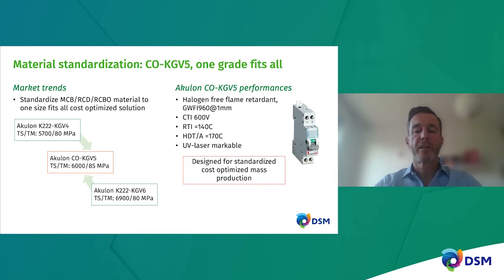Of course, this material also needs to have the other standard requirements for an MCB housing, like halogen-free flame retardant with the proper glow wire performance, CTI 600 volts, and last but not least, an HDT A of 170 degrees. So this material, Akulon polyamide 6, CO KGV5, is designed for standardized, cost-optimized mass production.